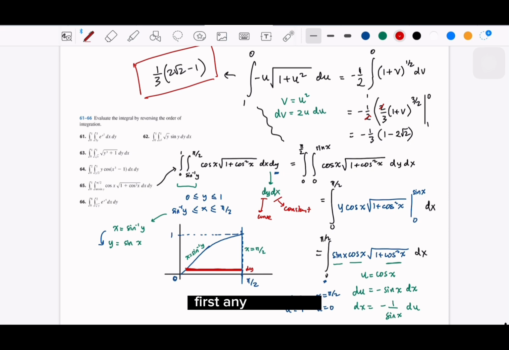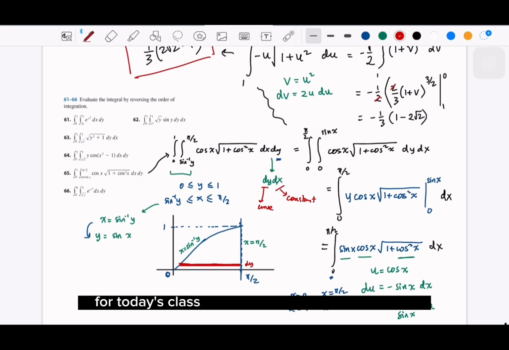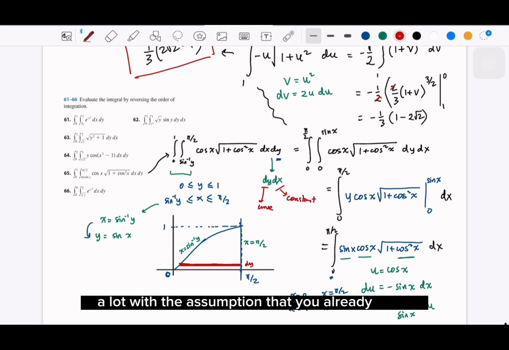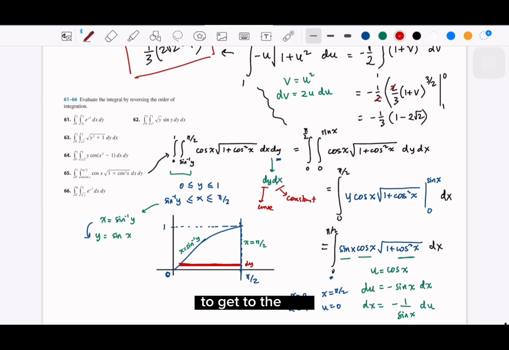Okay, any questions first? Any questions? For today's class, is it too fast or too much? Or both? Both. Oh really? Perhaps too much. Too much because some part of this, like this one here, is half plus one. So I didn't really mention a lot with the assumption that you already know. To solve this, I'm using substitutions and another substitution to get to the last. But if this somehow appears in your exam, this type of question, would you be able to solve it? I mean the reverse part, only the reverse part.